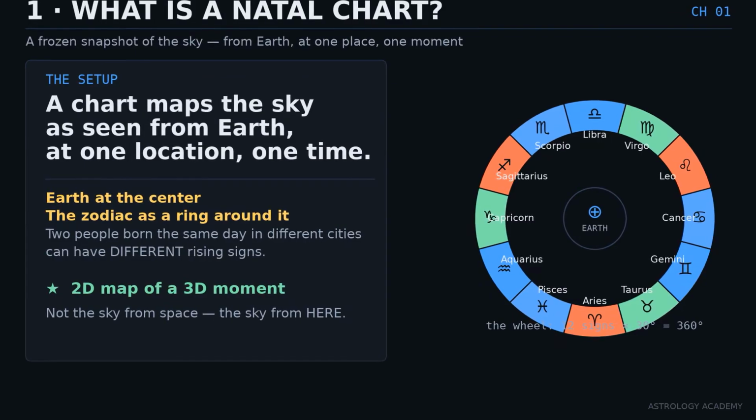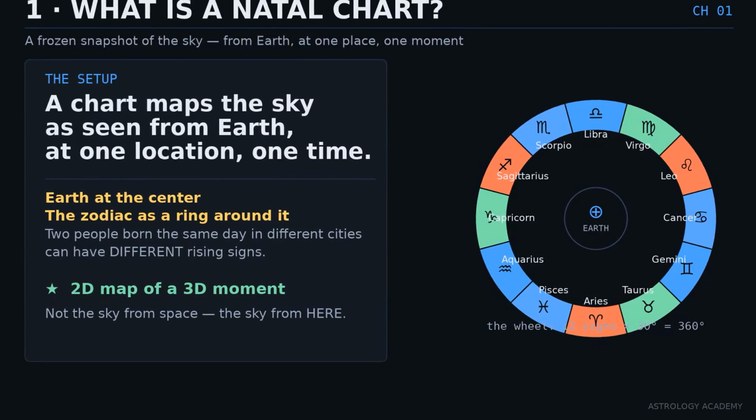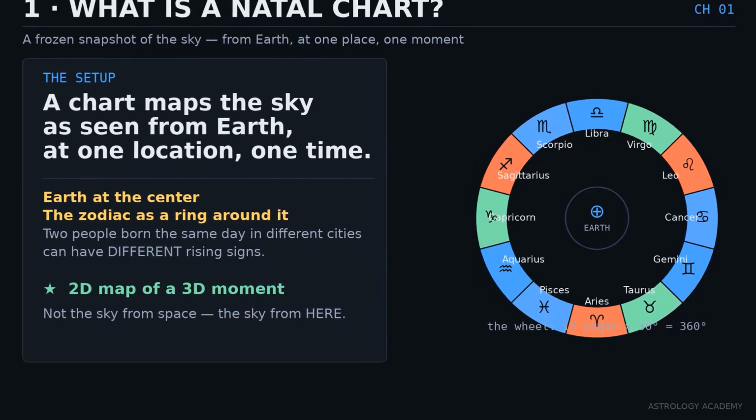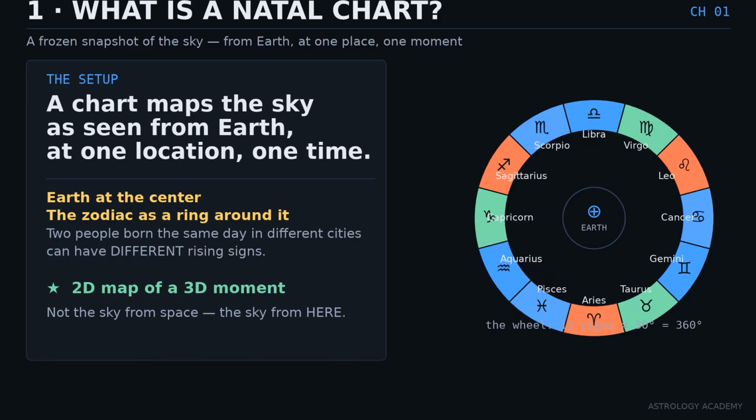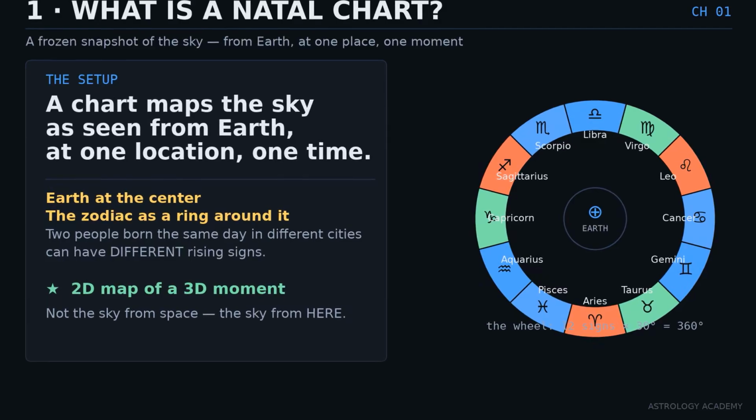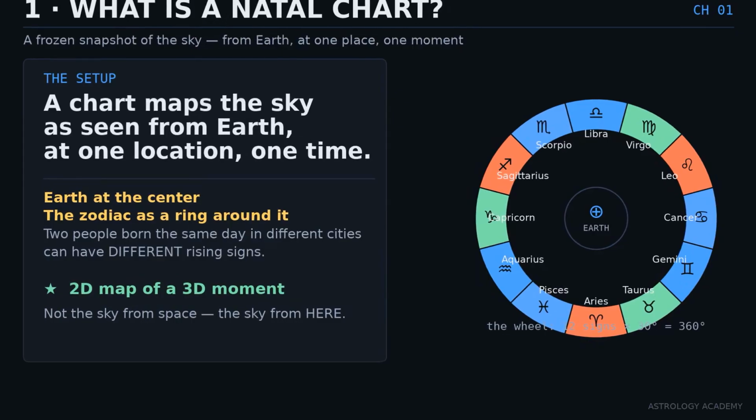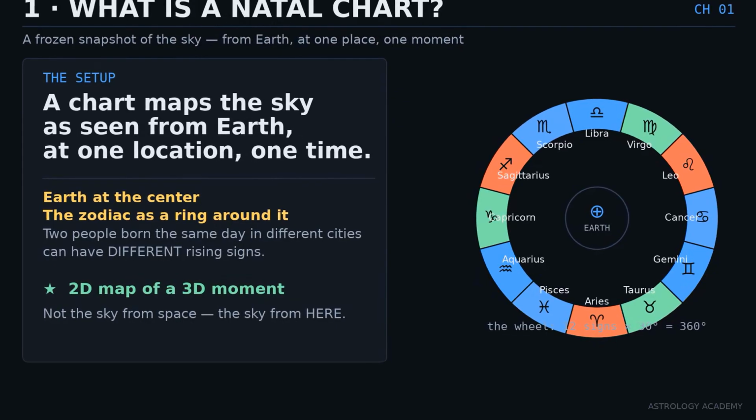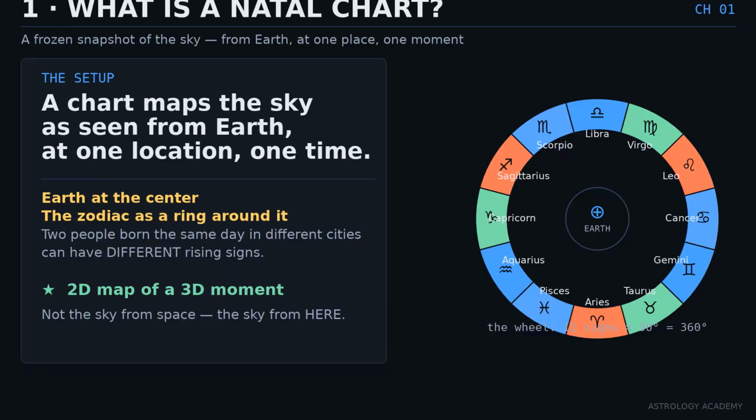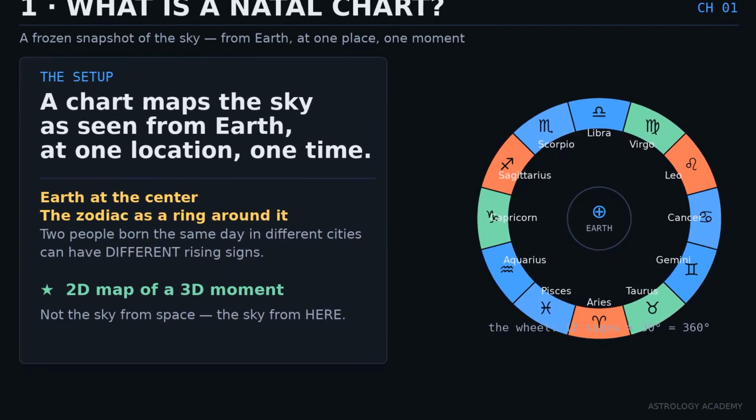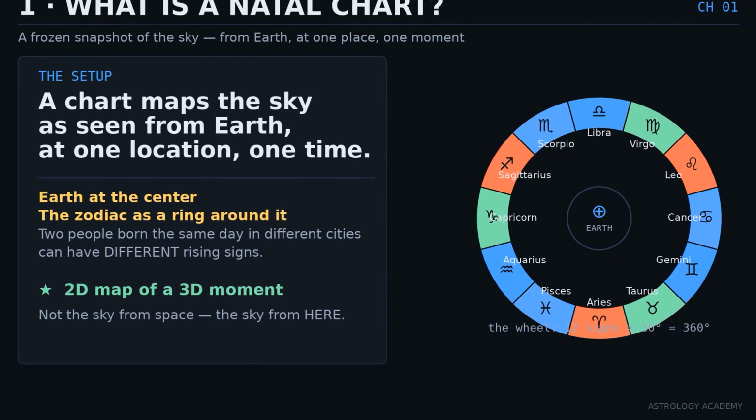Welcome. Today we're going to build a complete system for reading a natal chart, not from intuition, but from mechanics. Think of this as the engineering course of astrology. A natal chart, or birth chart, is a frozen snapshot of the sky at the exact moment you were born, taken from the exact place you were born. It answers one question: where were the planets, the sun, the moon, and the horizon points, at that precise moment?